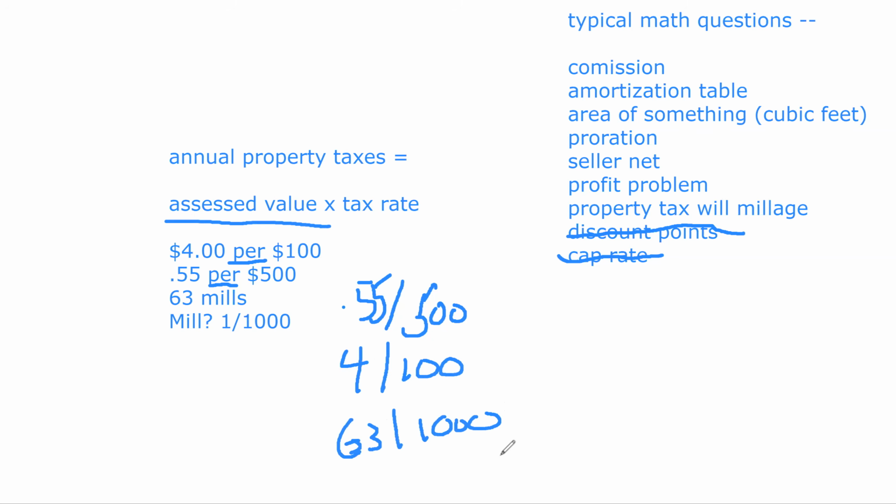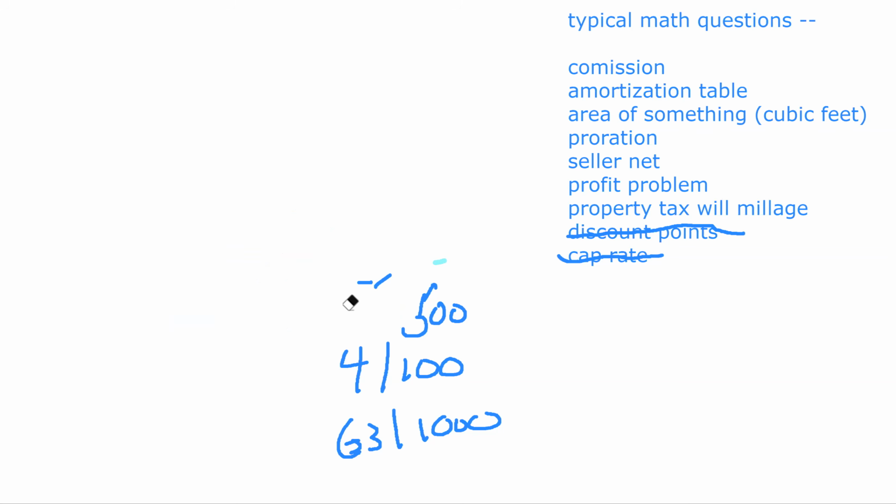So treat per as a division symbol, because that's super easy. Whenever I see per, I go, yes, yes, yes, ma'am, I'm going to divide. So let's keep moving and grooving, shall we?